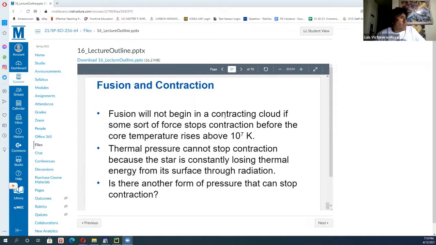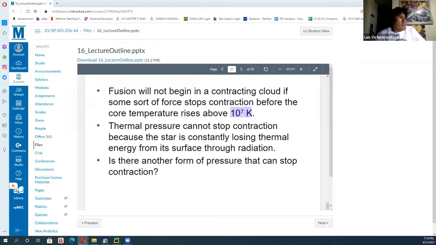Remember that fusion will not begin in a contracting cloud unless you have above 10 million kelvins. Thermal pressure is not enough to stop contraction, because the star is always losing energy. If you lose energy, the pressure will decrease, so it won't be stable. So how can you actually slow contraction enough to get to this point? This is what happens in white dwarfs, and we are going to go back to this eventually.